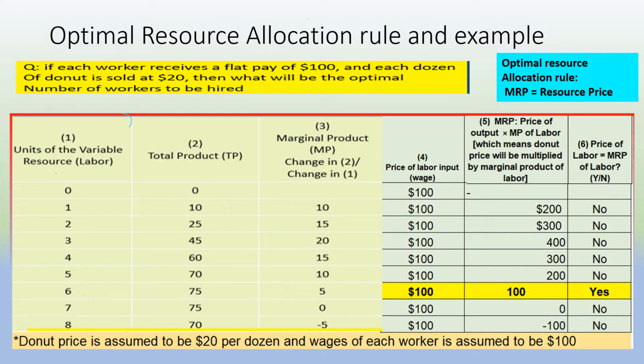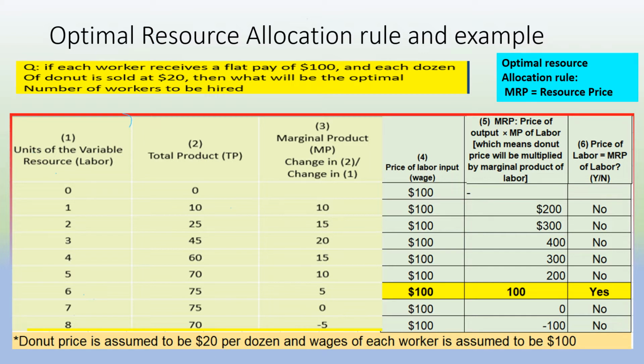So if this is a donut company and the donut is sold at $20 a dozen, then if the first worker, worker number one here in column number one, has a marginal product of 10 dozens of donuts, then the marginal revenue product, MRP, for the first worker will be 10 times 20, which is $200, right? That's why we see in column number 5, for the first worker, the MRP is $200.